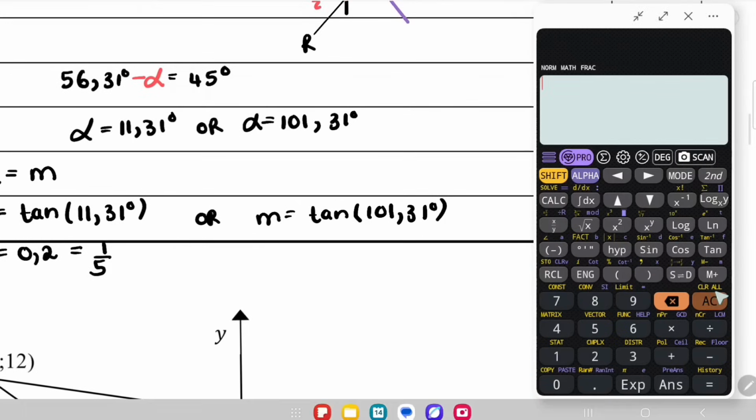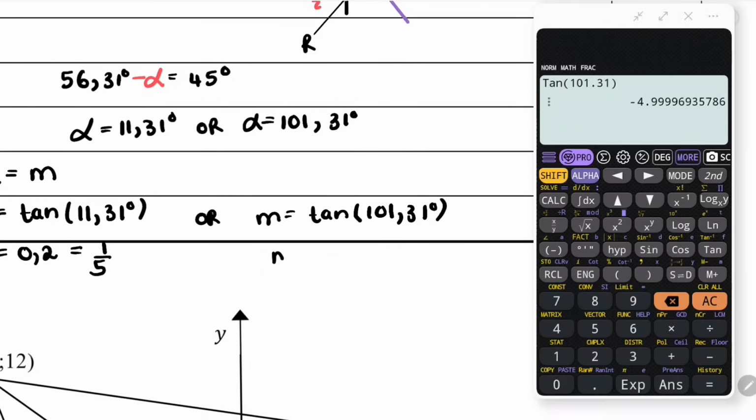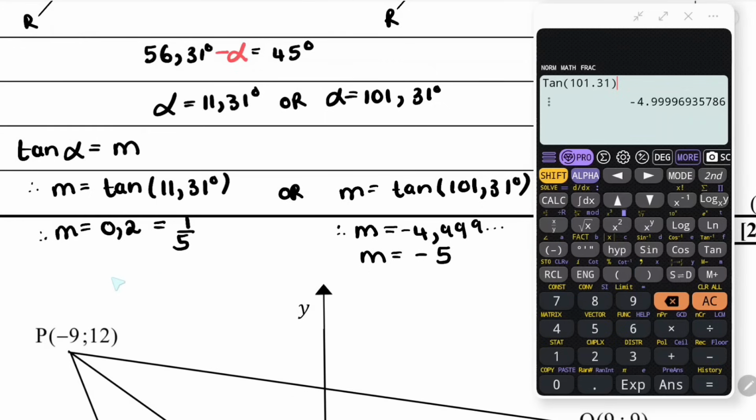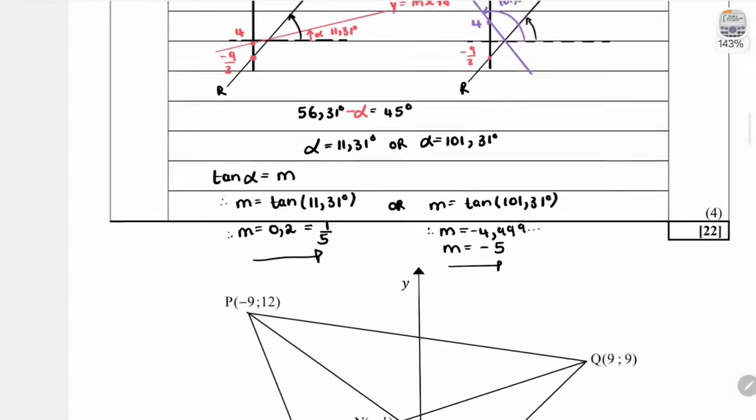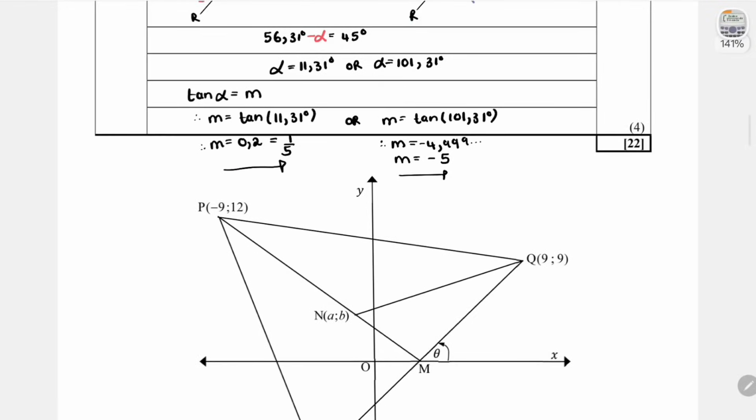The second, we would just have to change that to 101. So tan 101.31 degrees. And that, therefore, equals negative 4.999. That is just going to round up to 5. So negative 5. And that is what the gradient could be. It could be 1 over 5 or negative 5. And that is our answer.